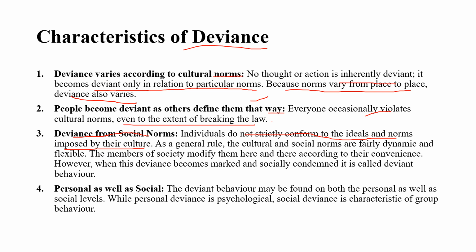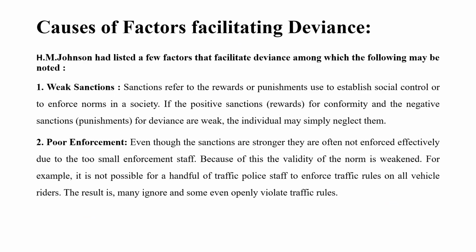Personal as well as social, the deviant behavior is personal because it's, to an extent, a personal motivation behind any action. And social deviance is a characteristic of group behavior as well. When it comes to the term social, mostly that is related to more than two individuals forming a group, and there is some interaction taking place with an objective in mind. So it is the characteristic of a group behavior. Now let's move ahead. What are the causes that facilitate deviance, right?